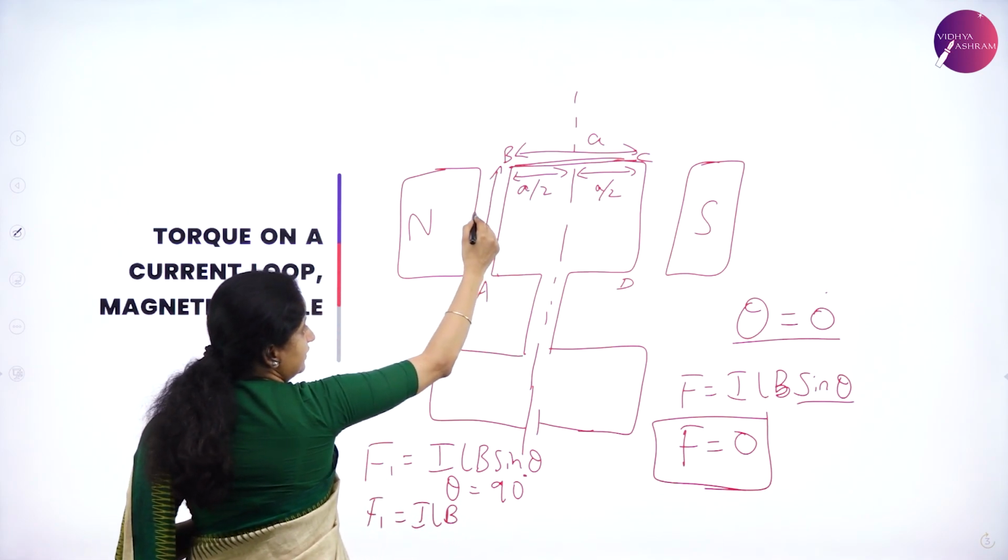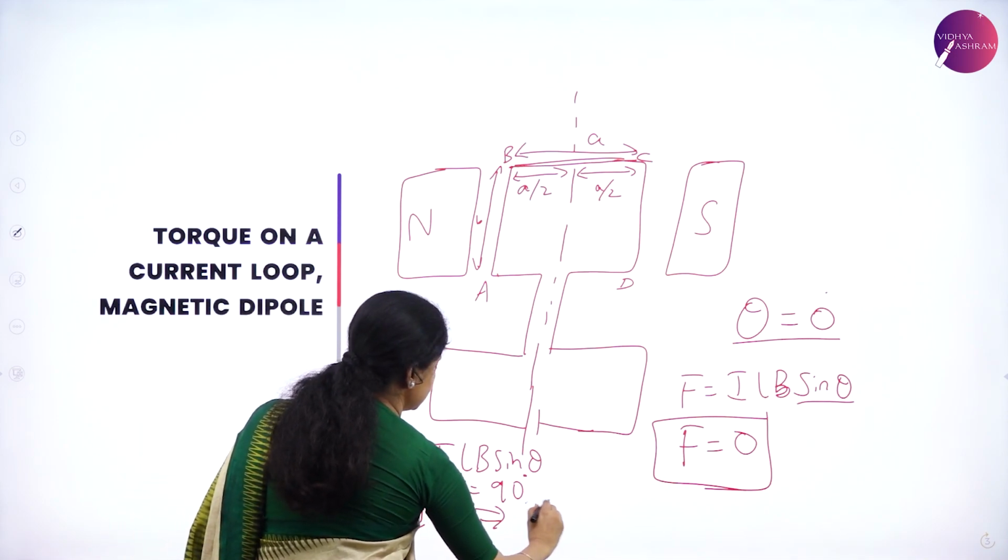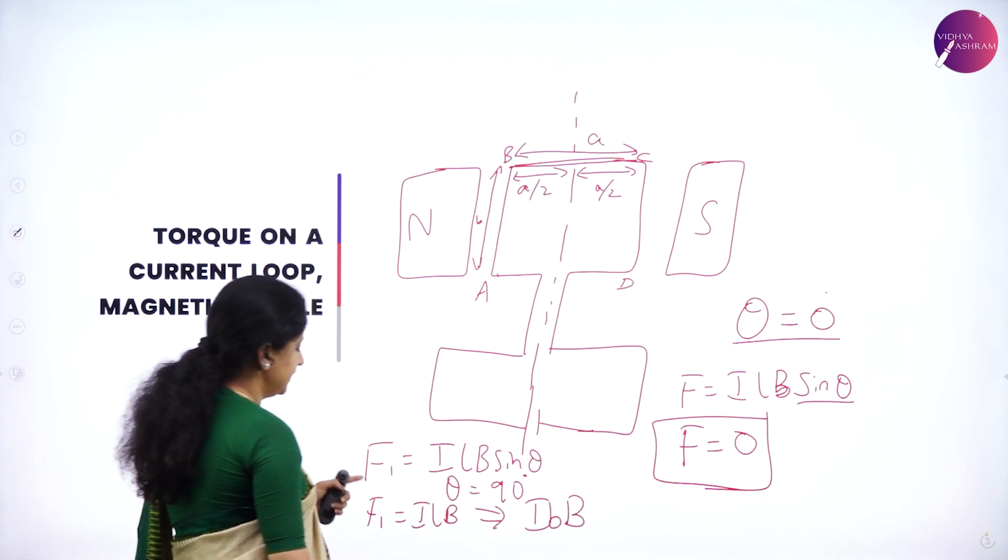That is the length of the arm. That is nothing but small b. So I get the expression IB into B. So I'll take it as F1.